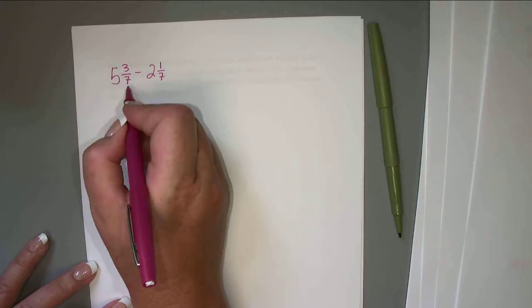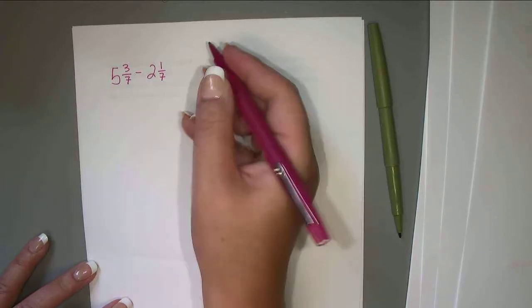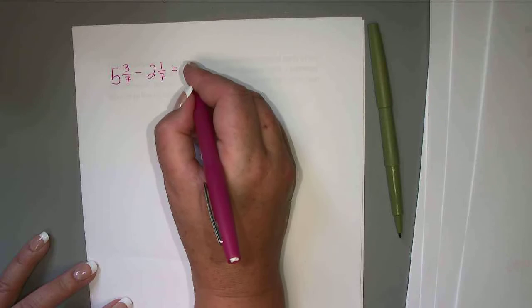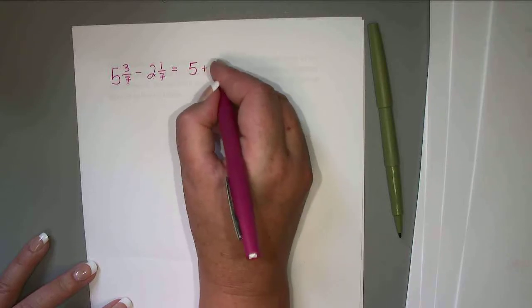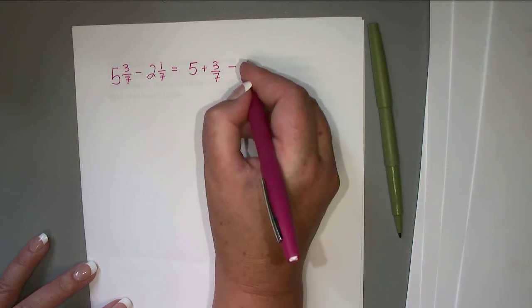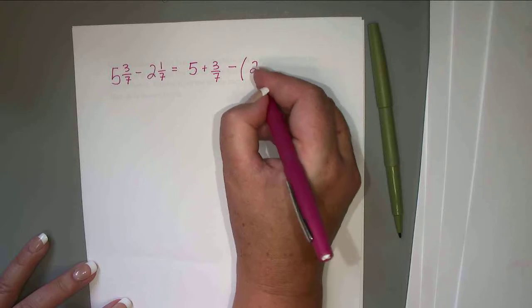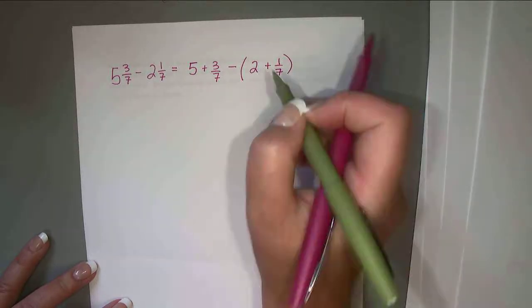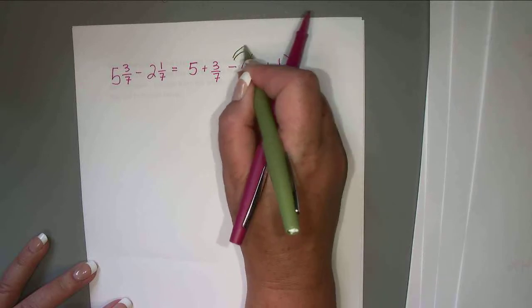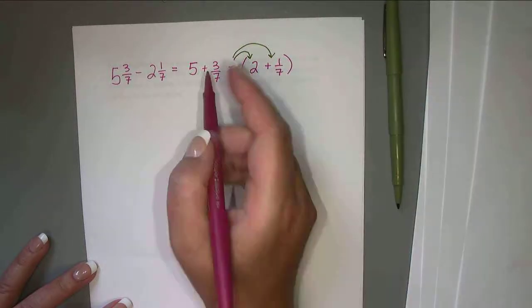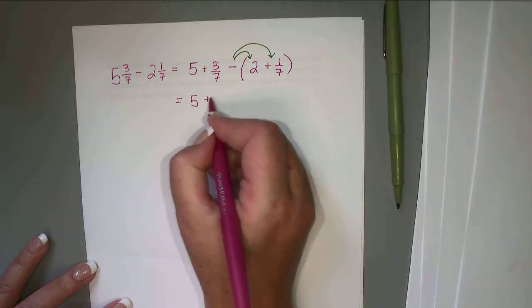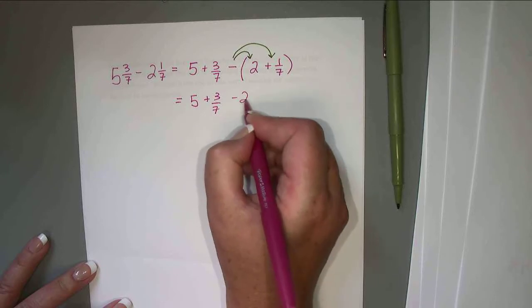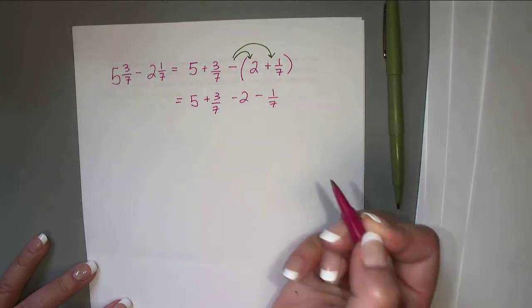If we have 5 and 3/7 minus 2 and 1/7. So 5 plus 3 over 7 minus, and we want to subtract the whole 2 plus 1/7. So we actually want to subtract both the 2 and the 1/7. So when we split this up, both the 2 and the 1/7 should be negative.